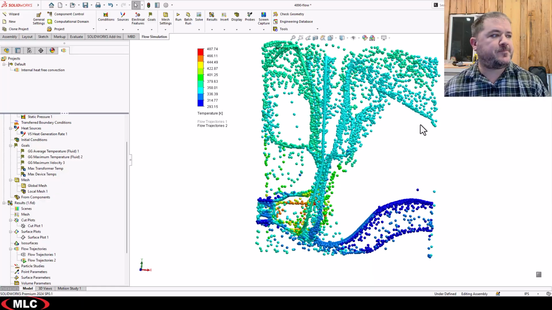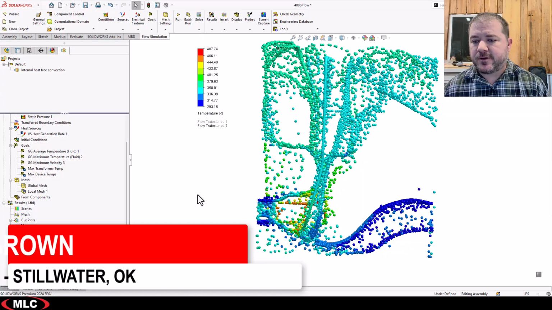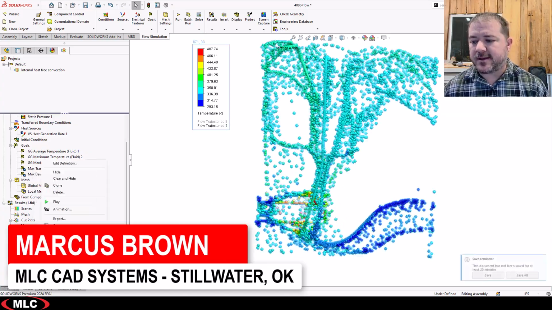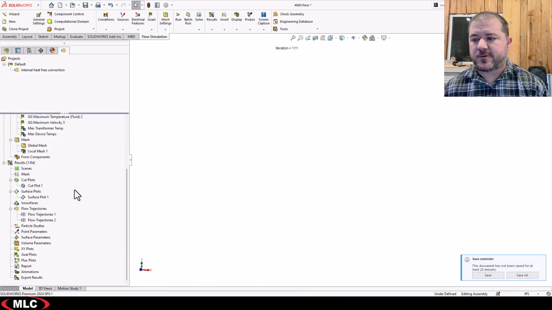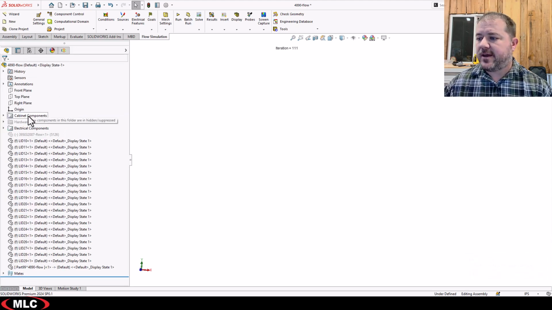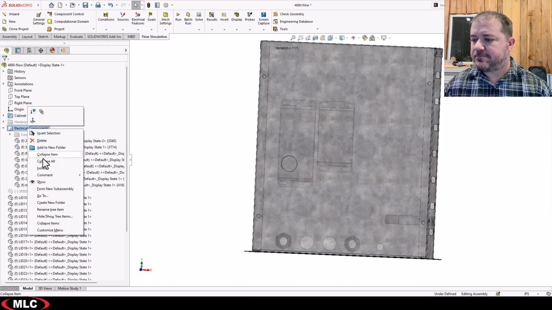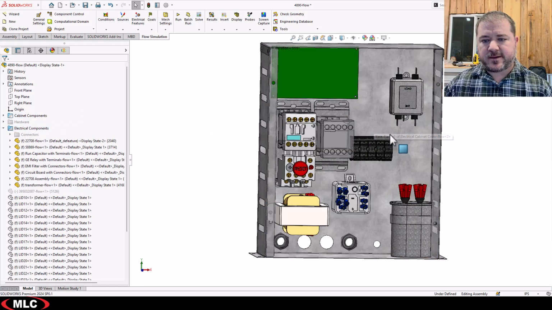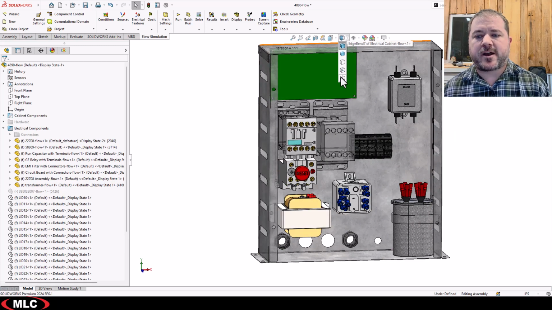So at this point, we have gotten a pretty good understanding of what's going on, just as a general idea. Let's get some actual measurements. I want to get some actual values from this study. And for this, I'm going to go ahead and show these components again. And I'll just go ahead and hide this cover. And let's just switch over to wireframe.